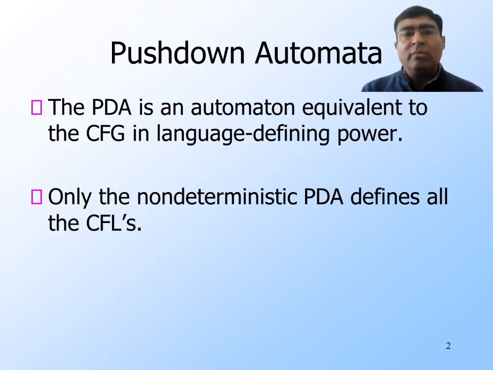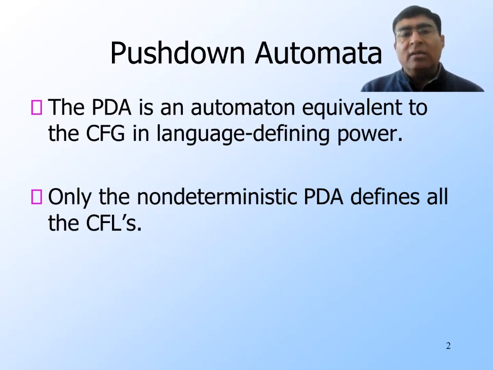Push down automata is more powerful in comparison to the DFA or NFA, that is, deterministic finite automata or non-deterministic finite automata. Which feature makes it more powerful? Because it is using the memory element with the help of the stack, so it becomes more powerful in comparison to the DFA and NFA.